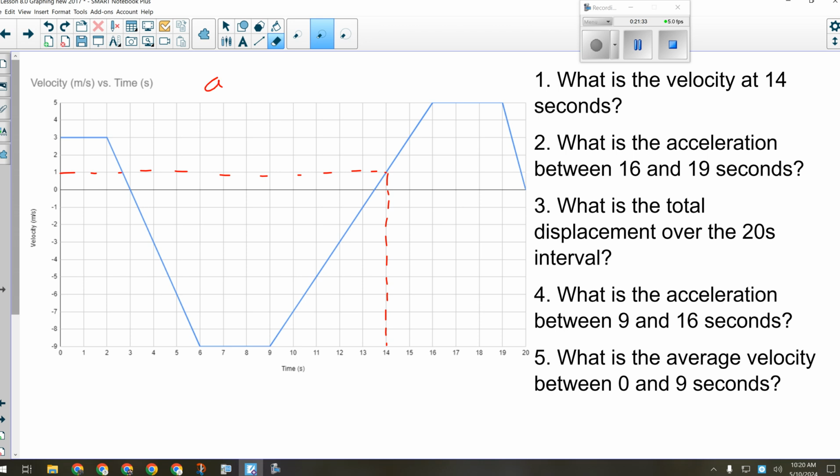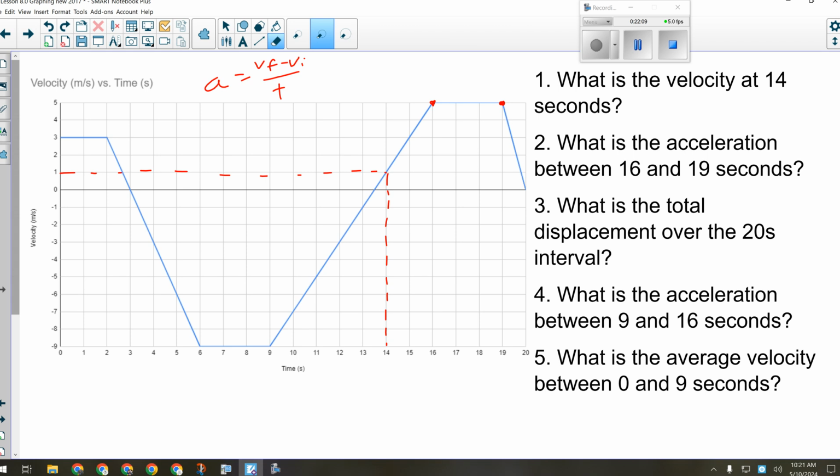I've got to remember acceleration is vf minus vi over t. That's how I can calculate acceleration. But I might not need that formula for this part of the graph because this is 16 seconds and this is 19 seconds. What's the object doing there? Moving at a constant velocity of positive 5 meters per second. According to the definition of acceleration, that object's not accelerating. So that would be a 1-mark question, and the answer would be 0.